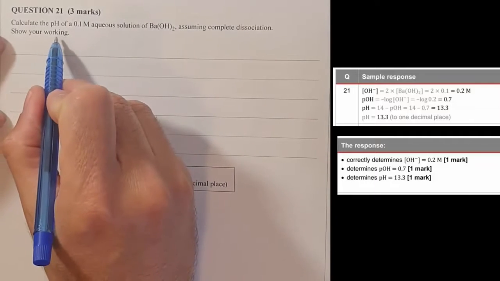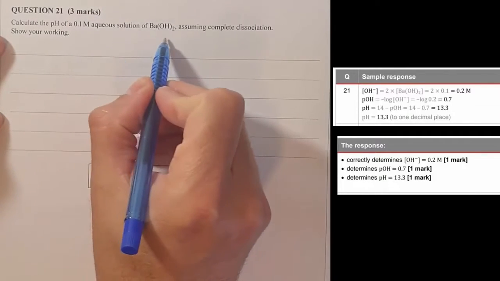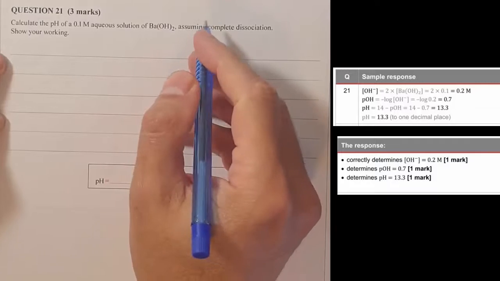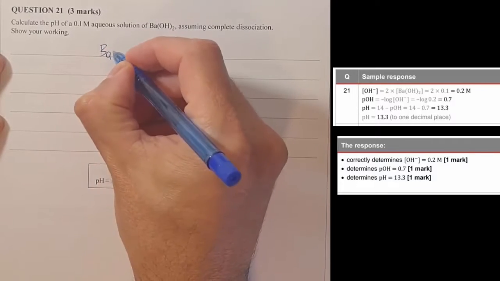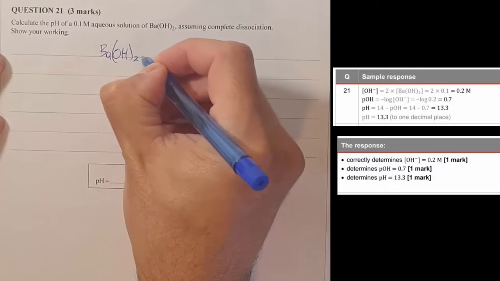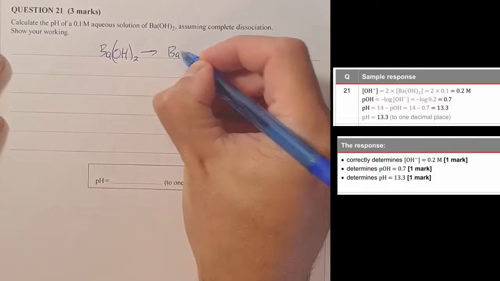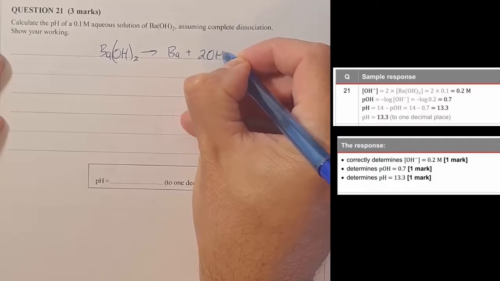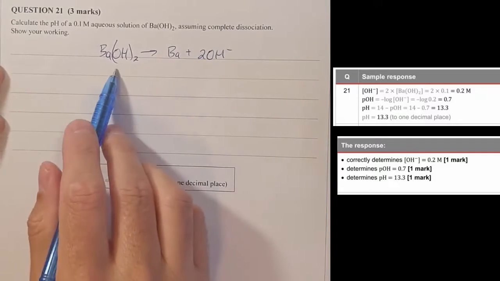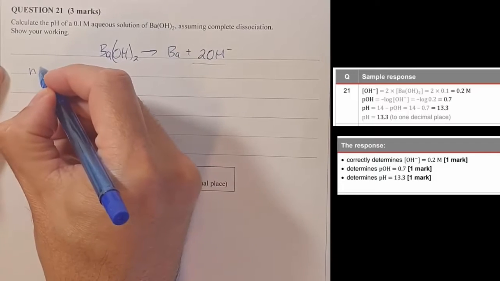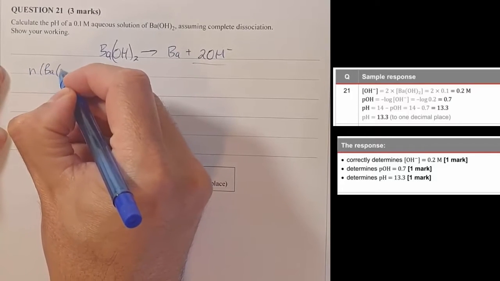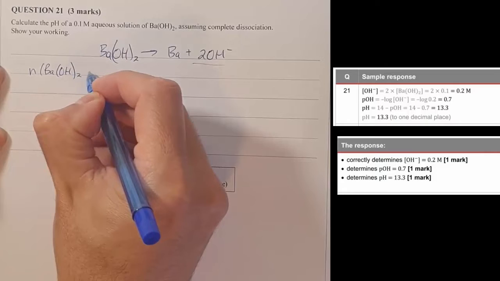Okay, calculate the pH of 0.1 molar of this stuff, show your working. So, always do your chemical equations first, complete dissociation, so we've got that going on. So how many moles of this have we got? So number of moles of BaOH.